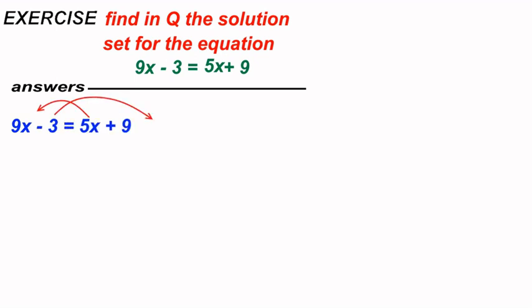Select the terms that contain x on one side and the numbers on the other side. 9x minus 5x equals 9 plus 3. Notice that negative 3 moved to the other side with a different sign, so it will be plus 3. 9x minus 5x equals 4x and 9 plus 3 equals 12. So the equation will be 4x equals 12.